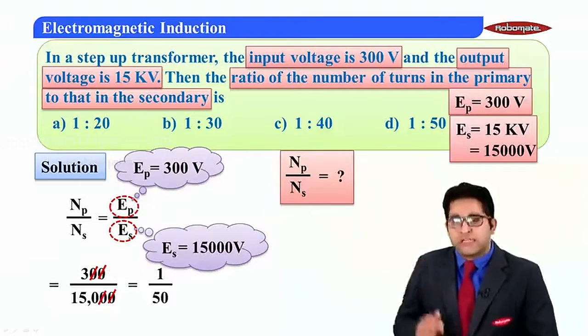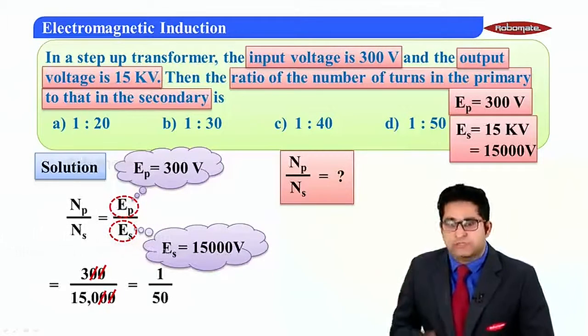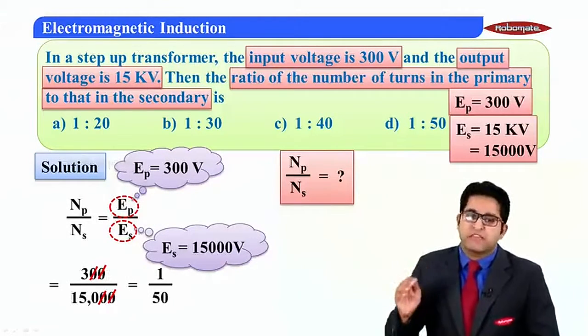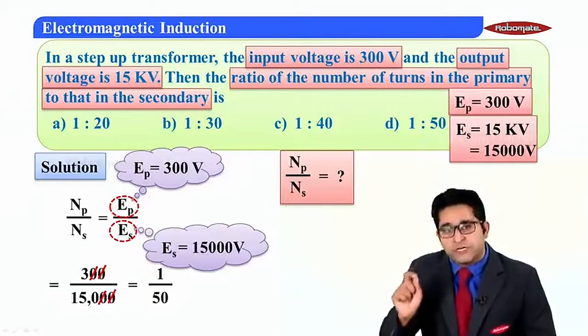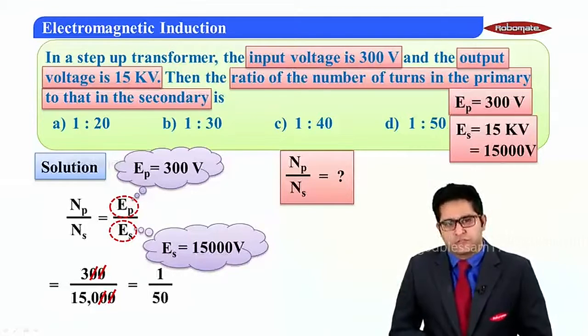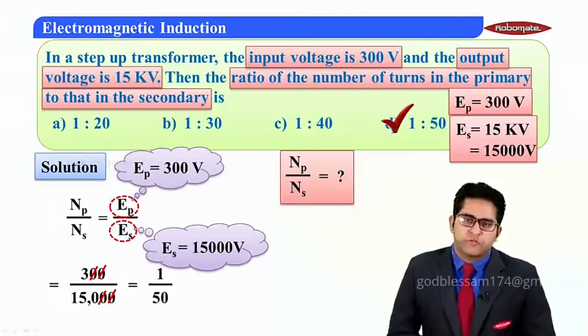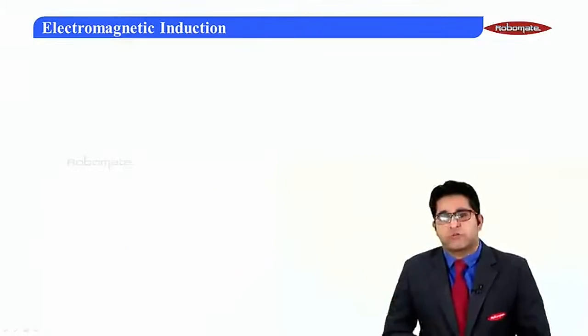So in this case, the ratio of number of turns, that is NP upon NS, is equal to 1 by 50. Now see the options carefully. Which option is matching? Yes, option D is the correct answer in this particular situation. Now let us move further. Let us start with the second MCQ of our module.